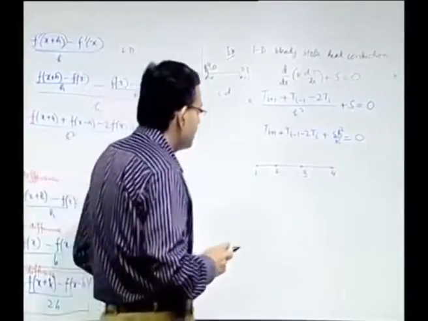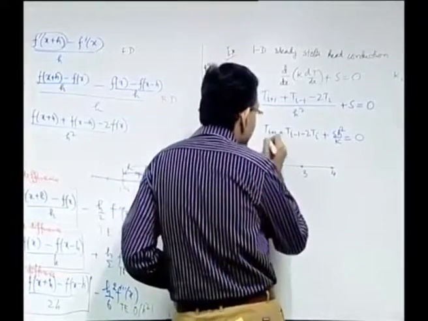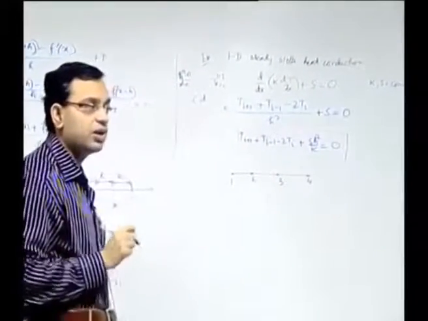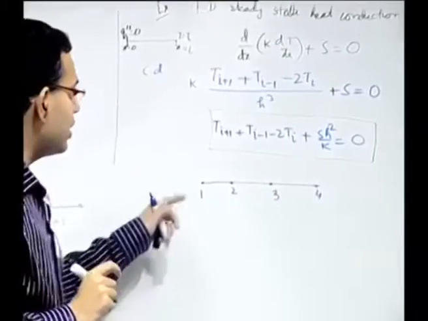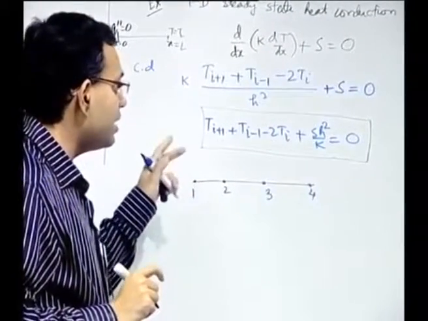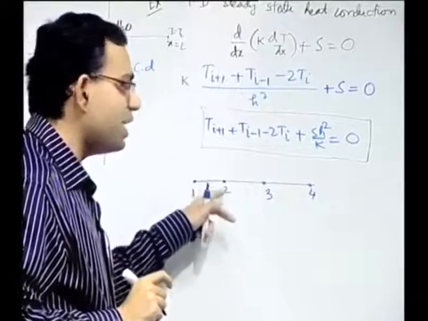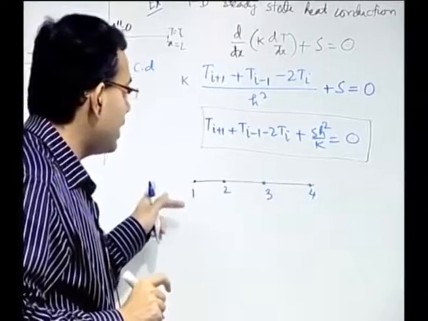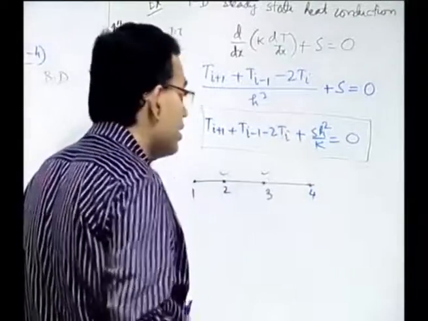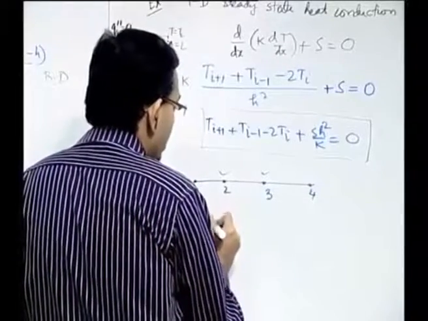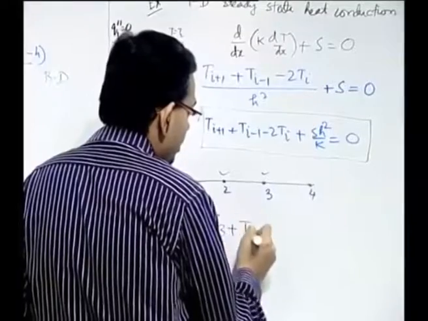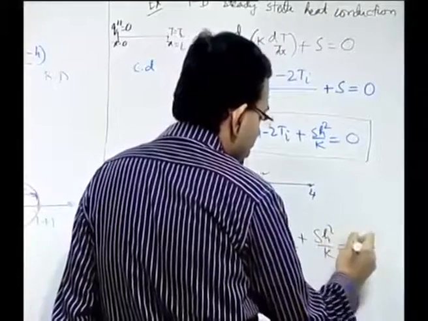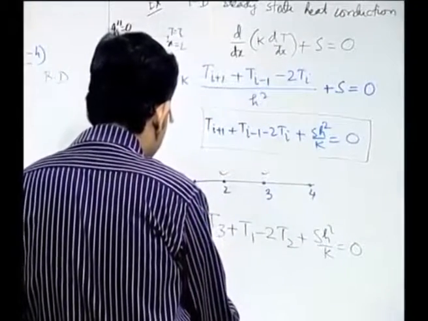So, you can write this. Remember that this equation is valid for the internal grid points, not the boundary, because when you consider the boundary say 1, you require basically 3 grid points at a time, one to the right, another to the left, and there is nothing at the left of the boundary. So, it is not valid at the boundary, it is valid only at points 2 and 3. So, for point 2 you have T3 plus T1 minus 2 T2 plus S h square by k equal to 0. This is for the grid point 2.